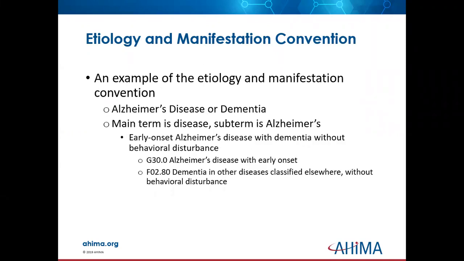We have an example here with Alzheimer's disease or dementia, right? So the main term is disease, the subterm is Alzheimer's, and that leads us to G30.0. We would then follow with the dementia, F02.80, dementia in other diseases classified elsewhere without behavioral disturbance.